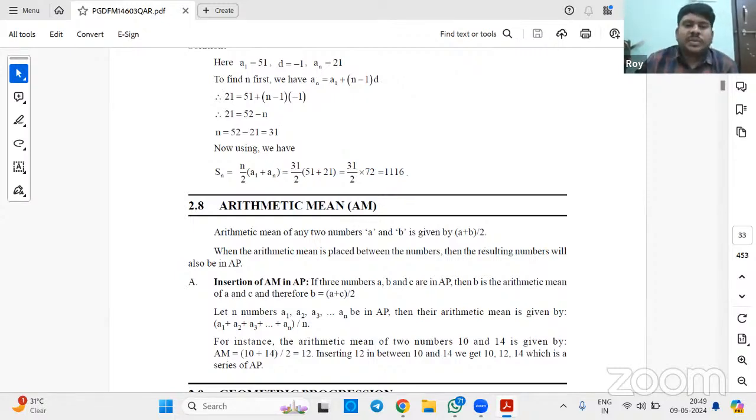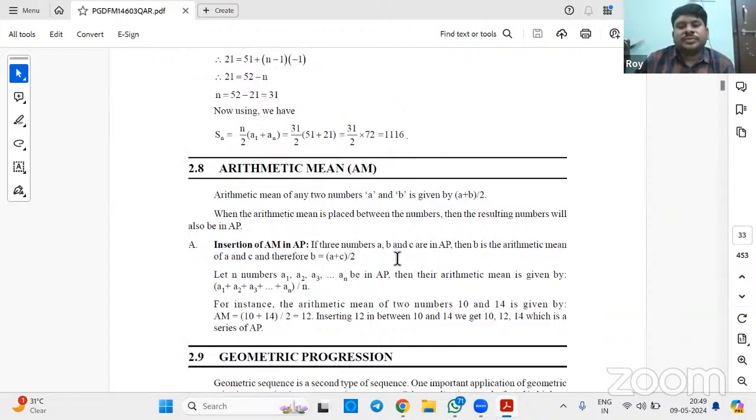Now, insertion of AM in the AP, arithmetic progression. If three numbers a, A and b are in AP, that means in arithmetic progression, what is one property of arithmetic progression? The difference will be... hello, are you all following me?